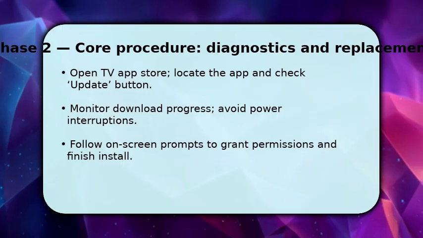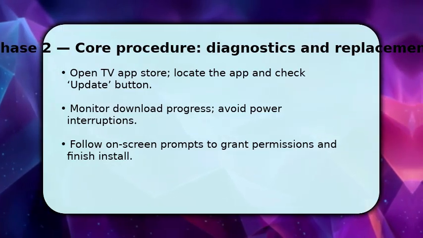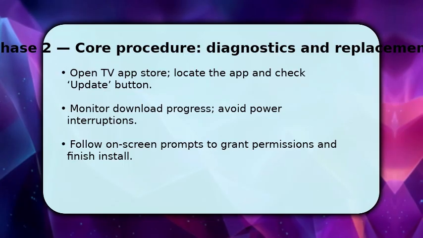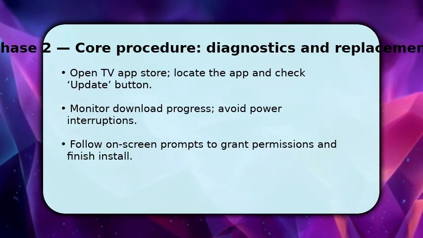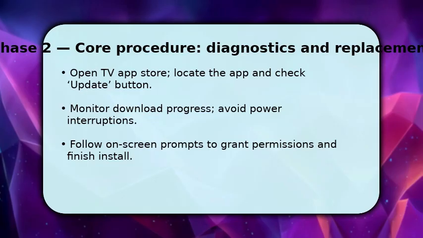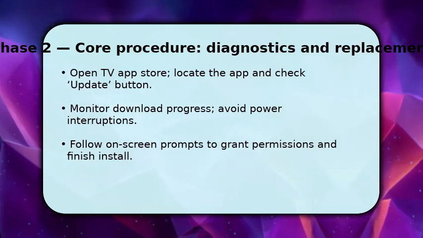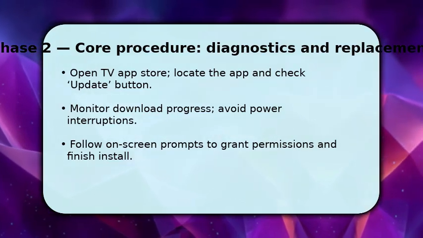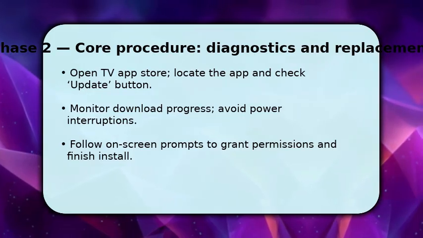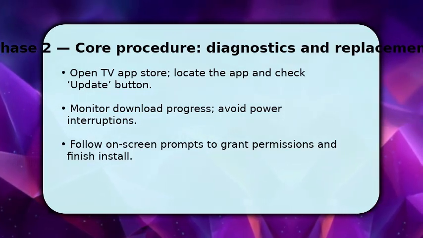That triggers the download. While the file downloads, monitor progress in the store and do not switch inputs or run heavy background tasks on the TV because power or resource drops can corrupt the install. When the package is ready, accept any permission requests. These allow features to run correctly.